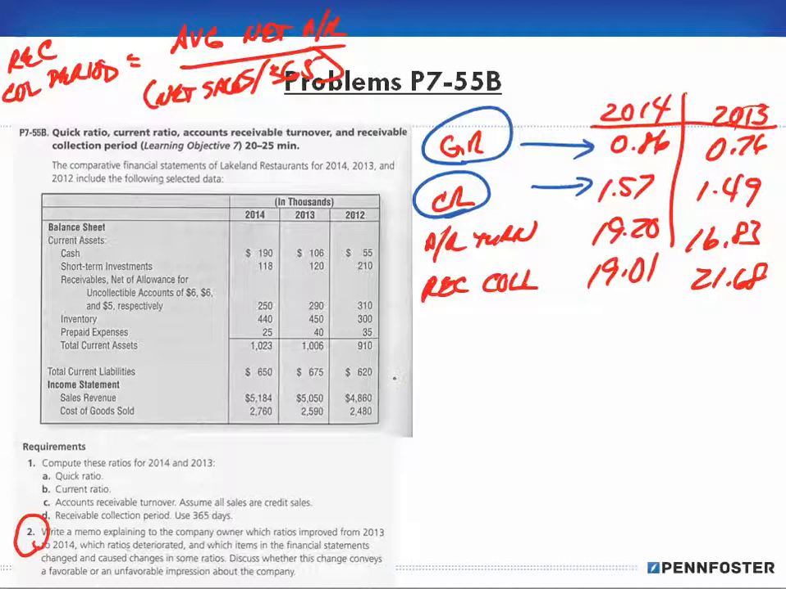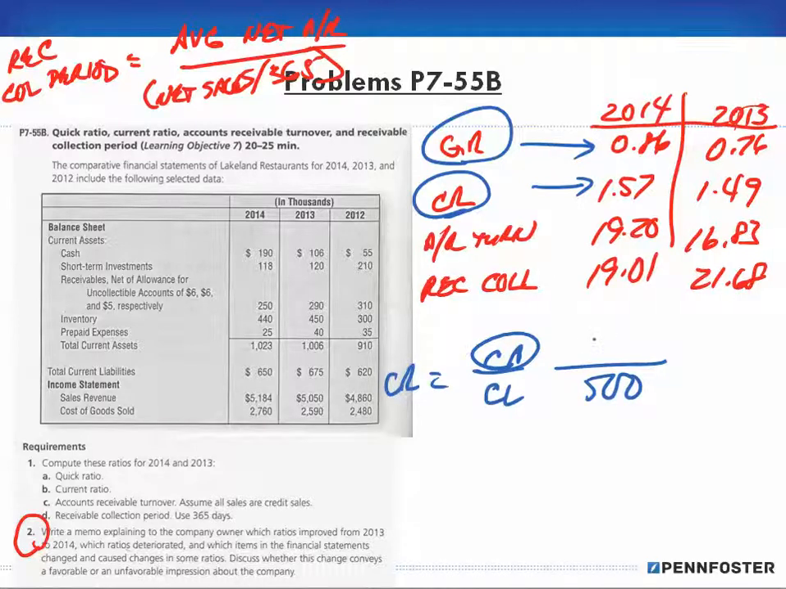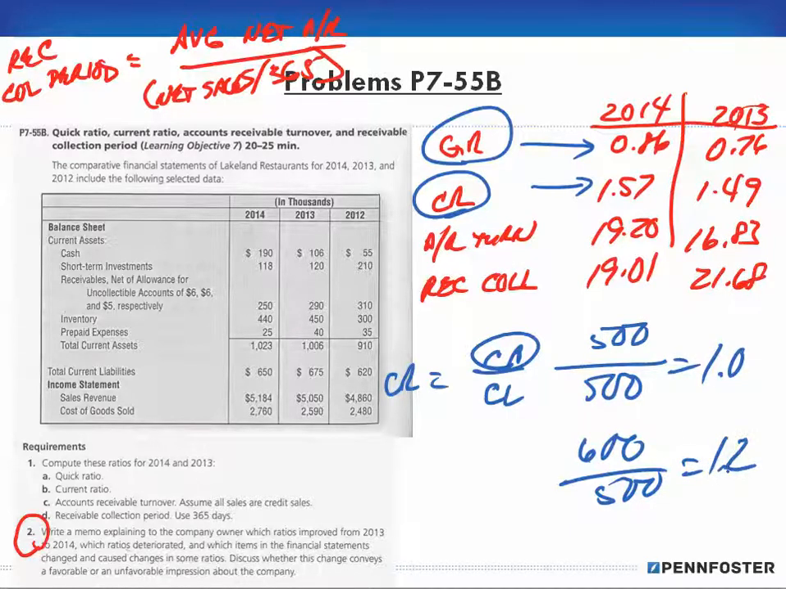just take the current ratio. You have current assets over current liabilities. Let's say your current liability is 500. Do one ratio where current assets are 500, and then do another ratio where you increase your cash, so now you have 600. Obviously, this is a 1.0 and this is like 1.2. I'm just doing the math quickly.